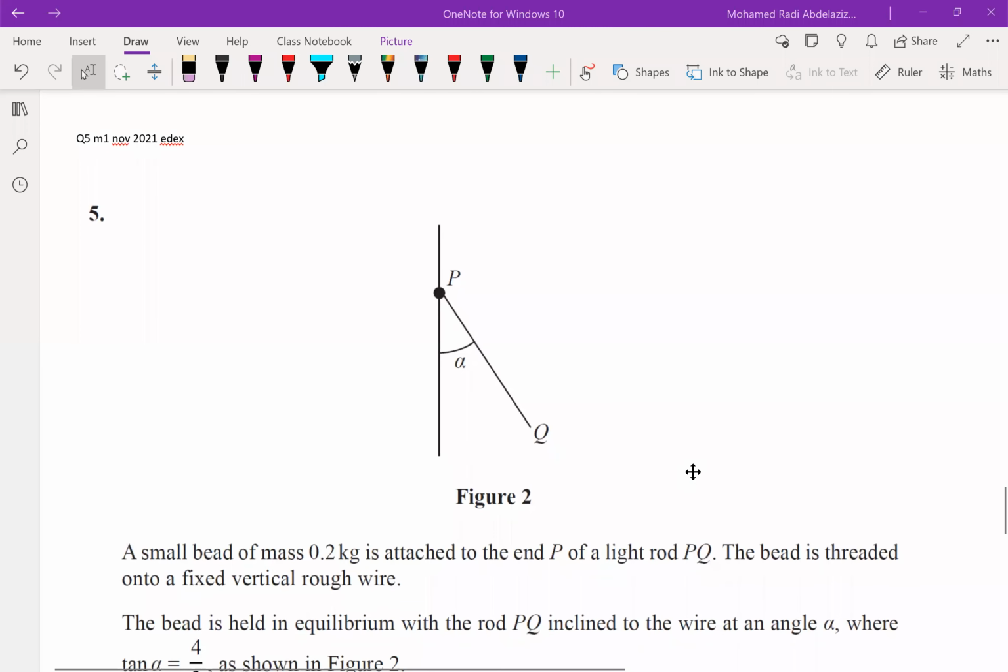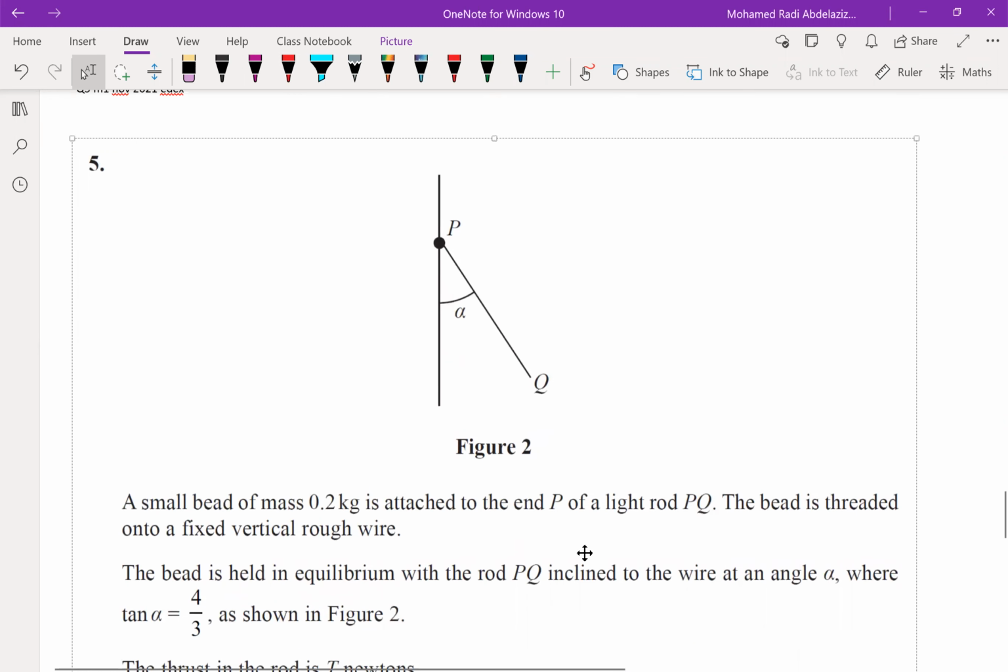Hi guys, in this tutorial I'm gonna solve question number 5, Mechanics 1 November 2021 exam. A small bead of mass 0.2 is attached at the end P of the light rod PQ. This is the rod PQ. The bead is threaded onto a fixed vertical rough wire. So we have here a rough wire vertically, and the rod is PQ.